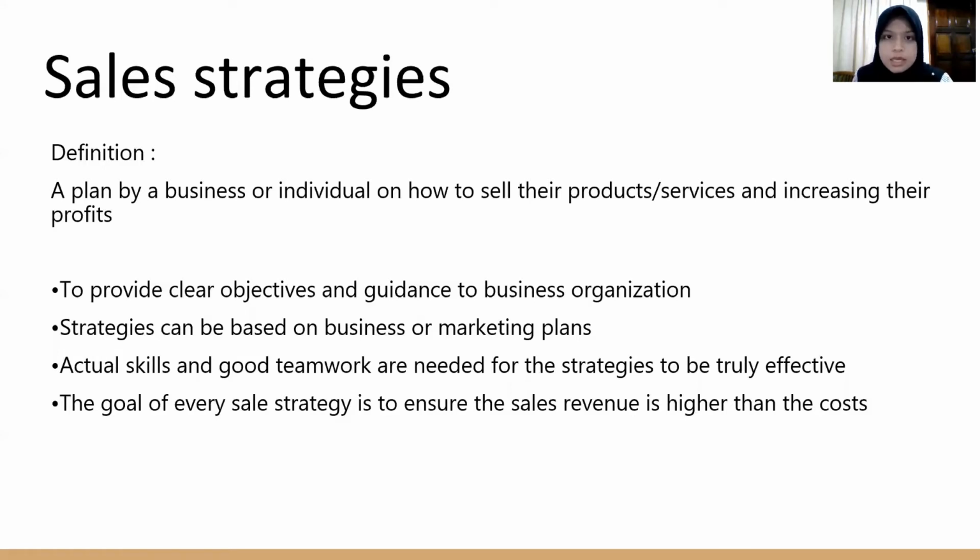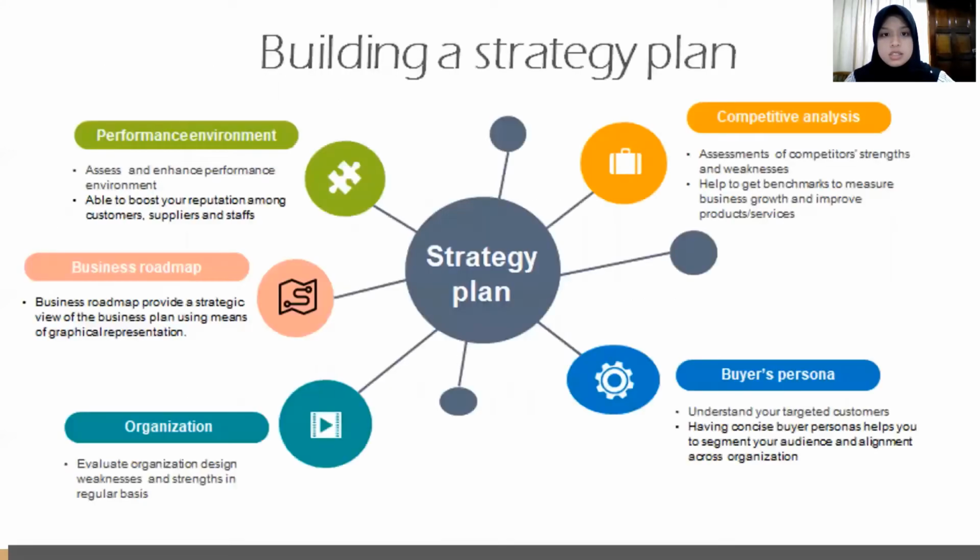And of course, the main goal for every sales strategy is to ensure the sales revenue for the business is higher than the cost provided to operate the business. So the next one is strategy plan. So there are actually a total of 5 strategy plans, the first one being performance environment. So performance environment is vital.